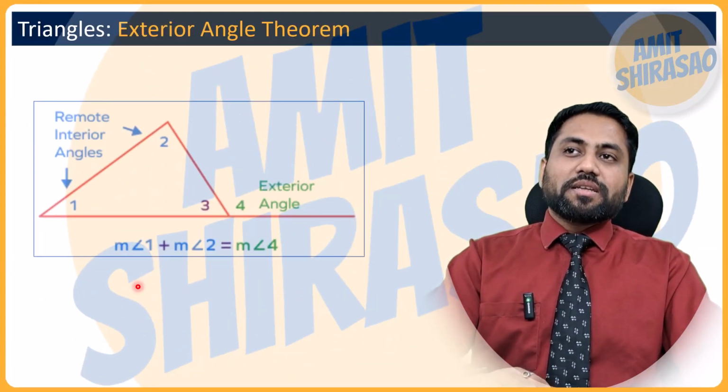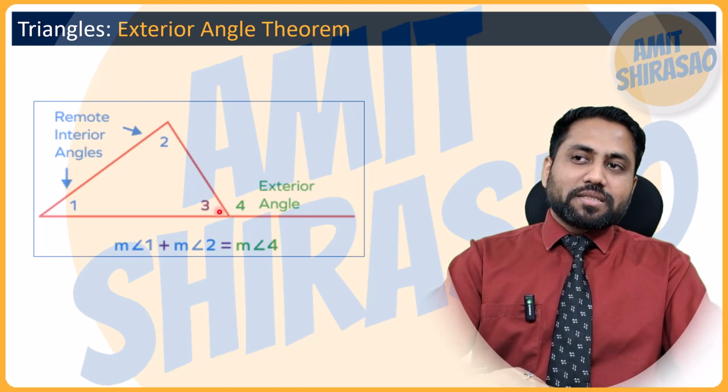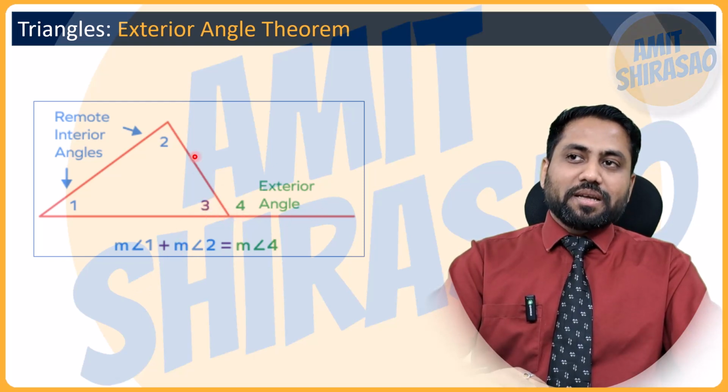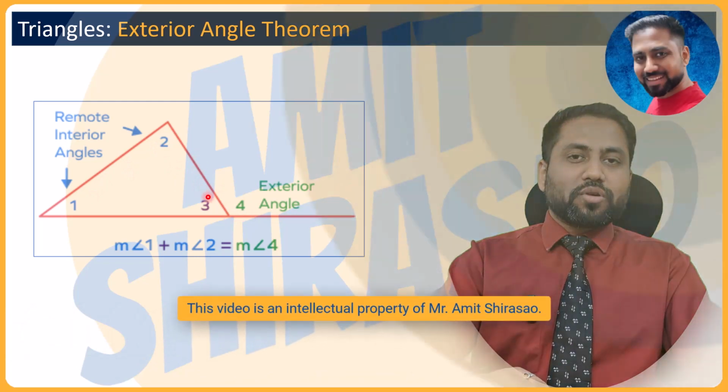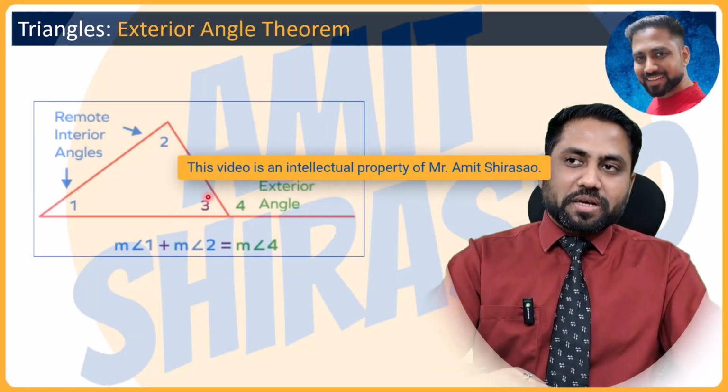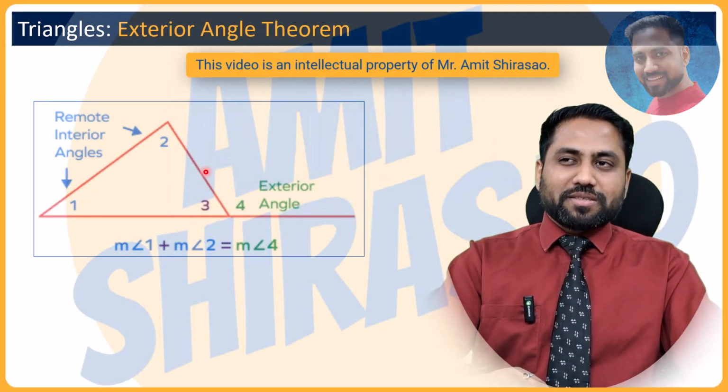Okay, then what is the exterior angle theorem? So it says that this is called the exterior angle, right? And 1, 2 and 3 are called the interior angles of the triangle, right? Exterior angle, it is this angle also.